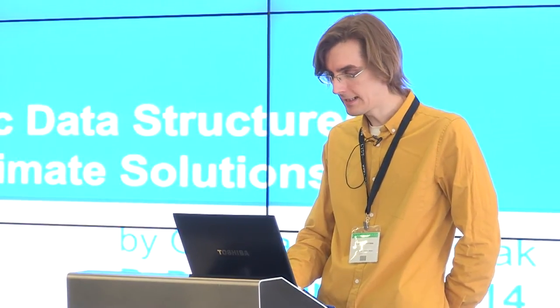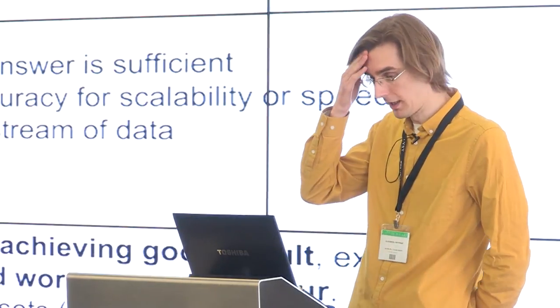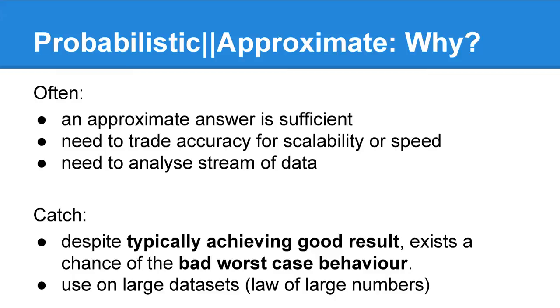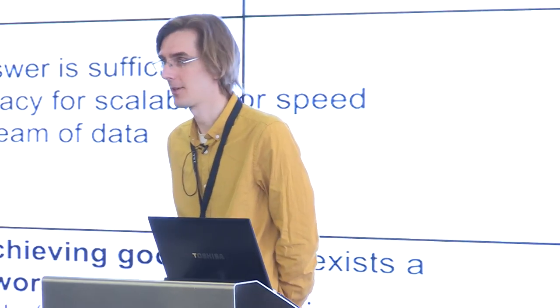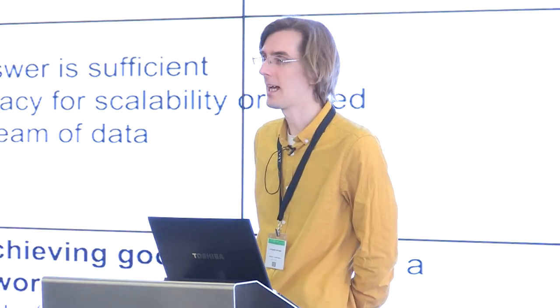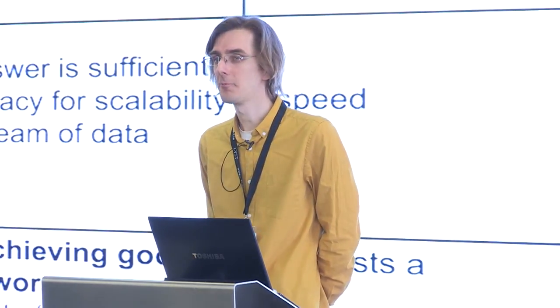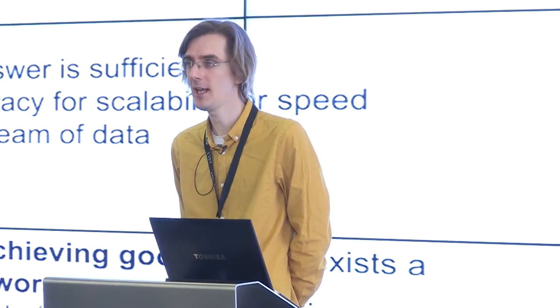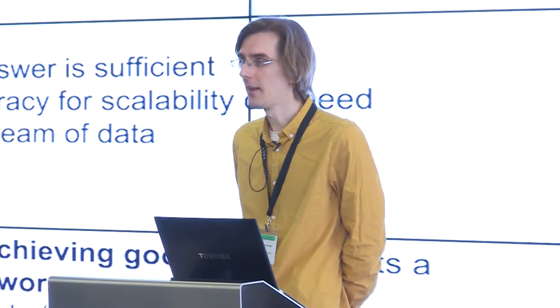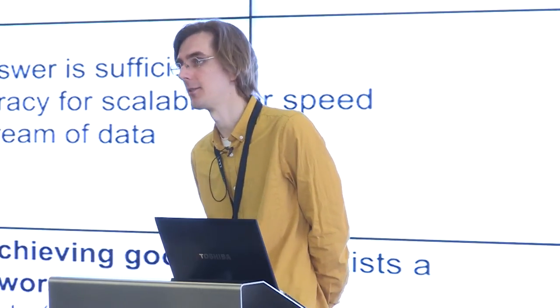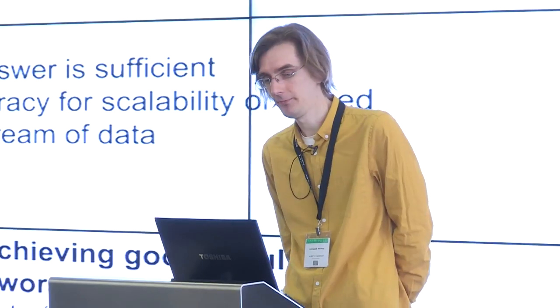So, probabilistic data structures and approximate solutions. Why, first of all? Often, an approximate answer is good enough. Think of Spock from Star Trek, who was always giving you the very accurate answer, which always sounded ridiculous. You sometimes want to know just an estimate. If I were to answer you with the precise figure in millions of how many people there are in the UK, that wouldn't be that informative. All you need is an order of magnitude. And so sometimes it's good enough.